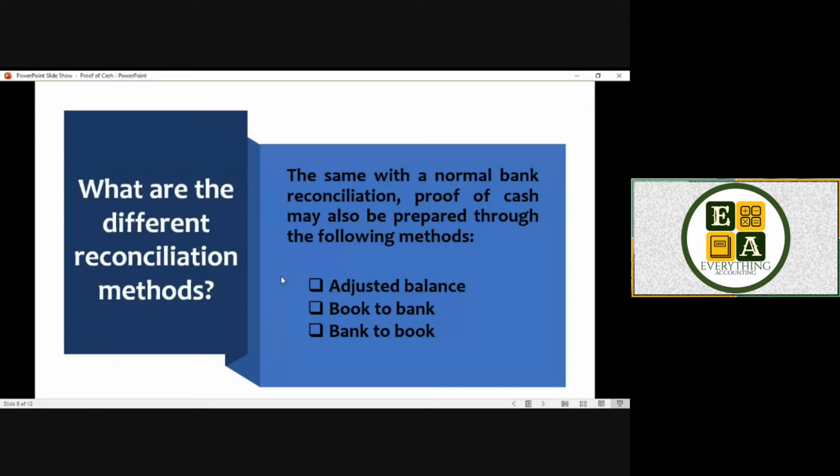Because everything else in book-to-bank and bank-to-book, whatever you did in the adjusted balance method, for one portion you just return the treatment. For book-to-bank, the book treatment is normal, and when it comes to bank items, you just reverse the treatment. For bank-to-book, the bank reconciliation is normal, and you just return the effect to the books. Just like what we had with the sample problem solving in bank reconciliation last meeting. The only challenge here is that proof of cash is really an expanded version.